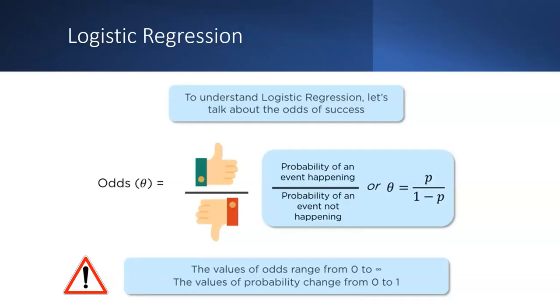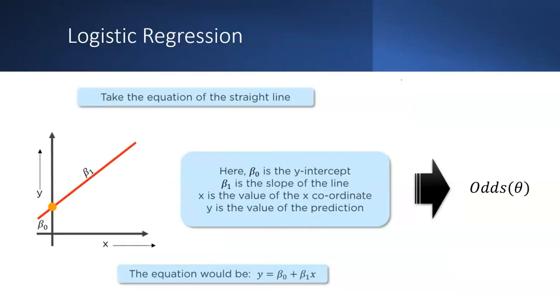To understand logistic regression, we need to talk about the odds of success. For example, in probability, if some event is happening, we call it p. If the event is not happening, we say 1 minus p. This is how we express the odds for the probability. Moreover, the values of the odds range from 0 to infinity, and the values of probability range from 0 to 1.